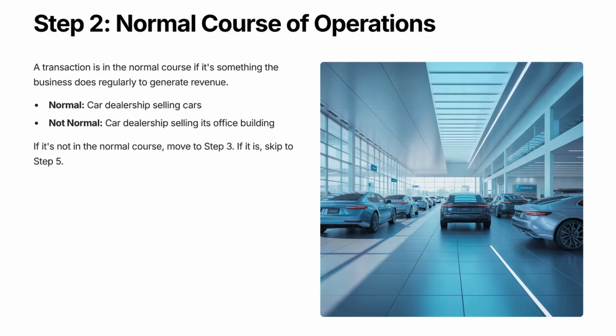Step 2. Is it in the normal course of operations? A transaction is in the normal course if it's something the business does regularly to generate revenue. For example, a car dealership selling cars? Normal. A car dealership selling its office building? Not normal. If it's not in the normal course, we move to step 3. If it is, we skip to step 5.